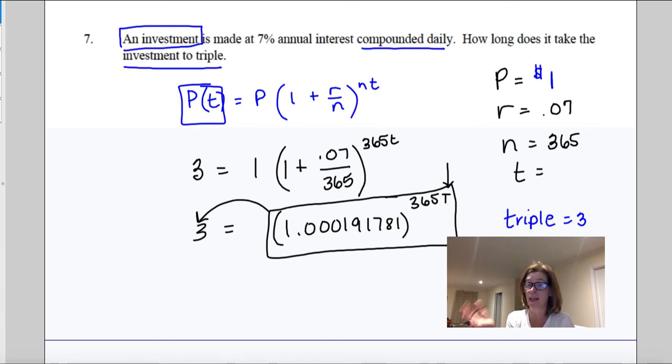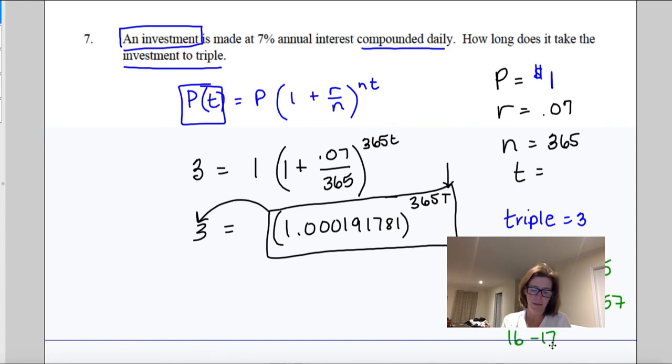So I'm going to make that a little bit bigger. So I'm going to maybe try 15. So I'm going to multiply that number, I'm going to raise it to the 365 times 15. And that gives me 2.857. So when t is 15, we get 2.857. So we're much closer. So I'm going to guess it's somewhere around 16 and 17.